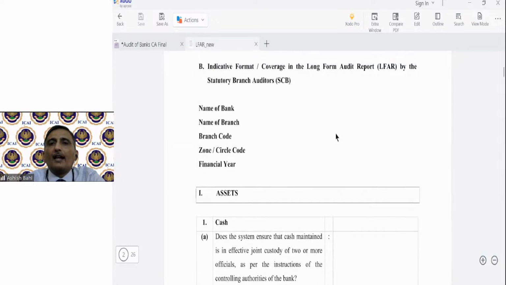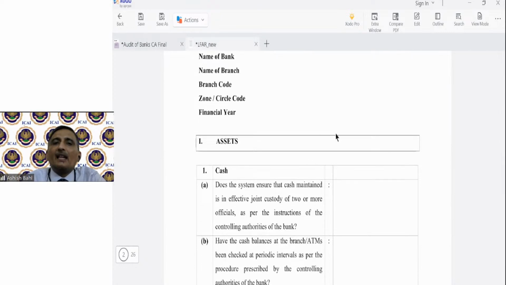So this is how a long form audit report looks, which is to be given by the statutory branch auditor. There are comments to be given in respect of all the assets and liabilities. It is in questionnaire form. There are questions, and answers are to be given in respect of all the areas of functioning of a branch.